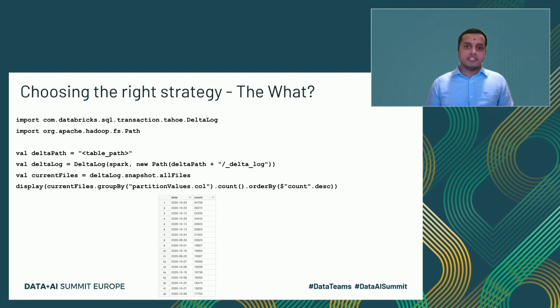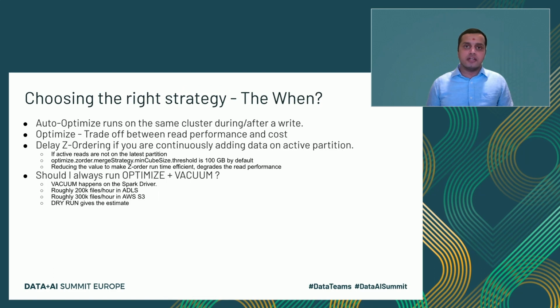Okay, so now we have discussed different strategies. Now the question is, when should I run these operations, and at what frequency? The auto optimize runs on the same cluster, so there is no question about the frequency. It is triggered after a write operation, or optimized write is triggered while the write is happening. Whereas the optimize and Z order, we can actually control the frequency.